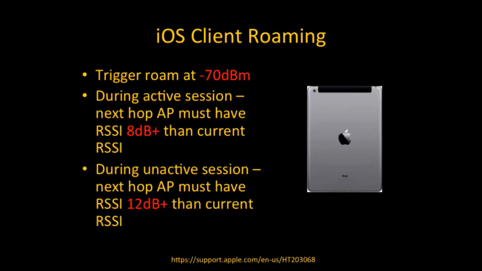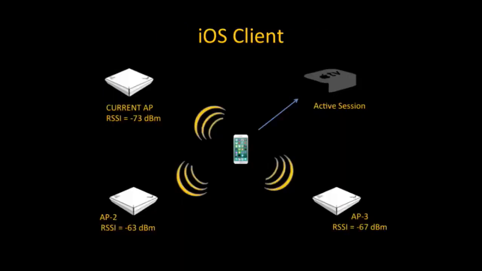And so if that iOS device is in an active session, if you're sending AirPlay to an Apple TV, you're trying to transmit that, the next top neighbor has to be better by 8 dB. Otherwise, it won't roam. Okay? If it's not an active session, it has to be even better by 12 dB. Okay? So what does that look like?